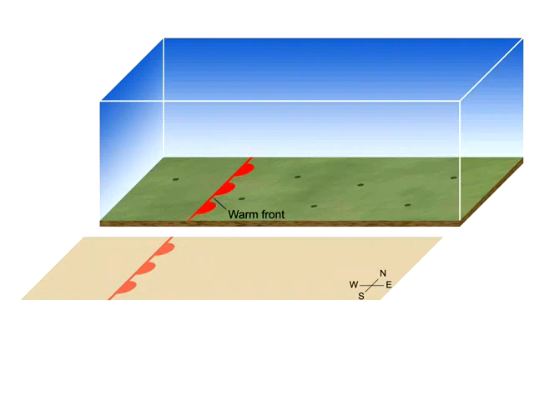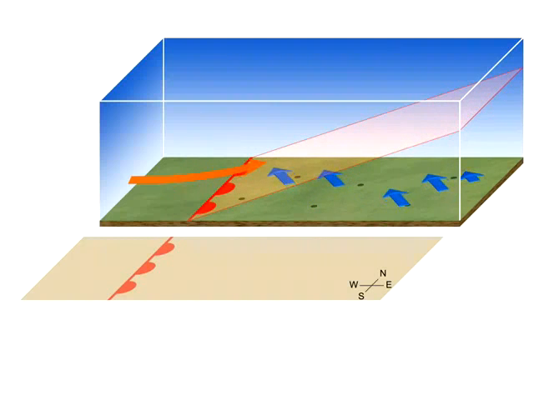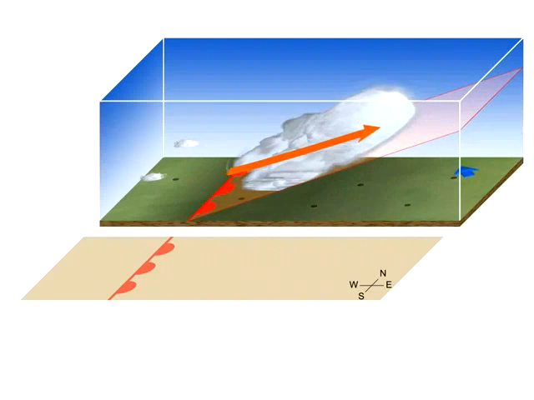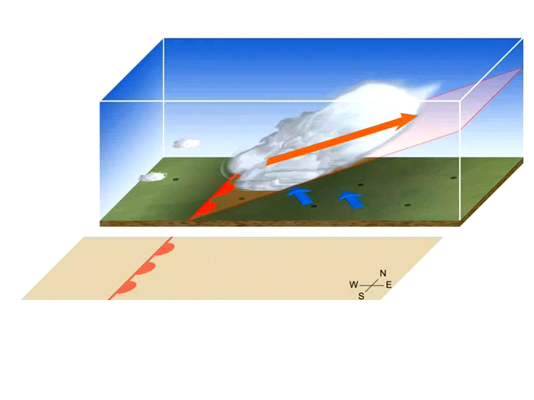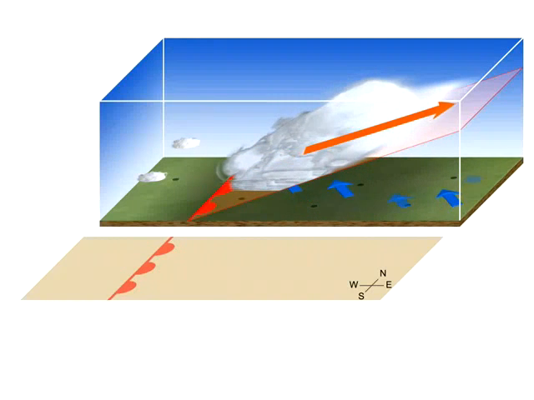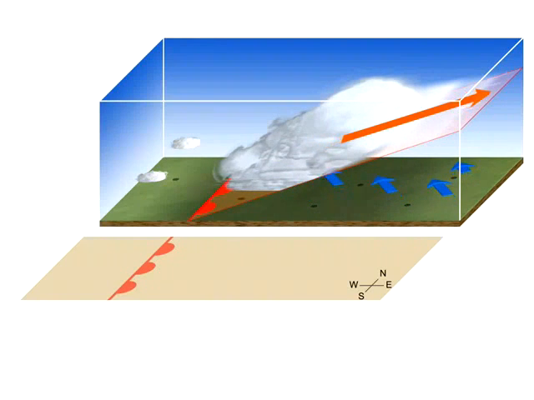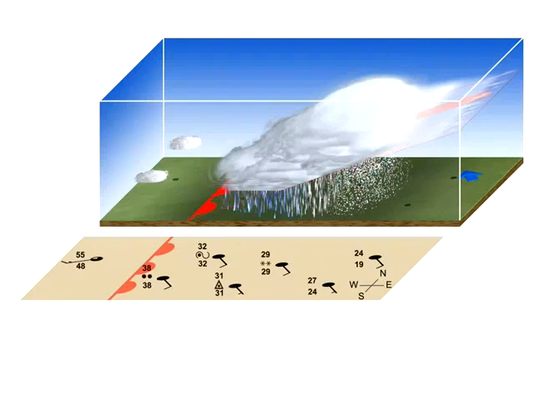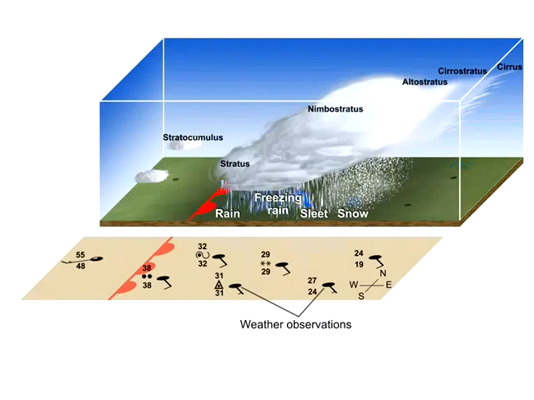A warm front represents a boundary where warm air is replacing cold air. The clouds that form along the frontal boundary may extend far out ahead of where the front is touching the Earth's surface. In winter, as the warm front approaches, precipitation may begin as snow, which often changes to sleet or freezing rain, and finally to rain.